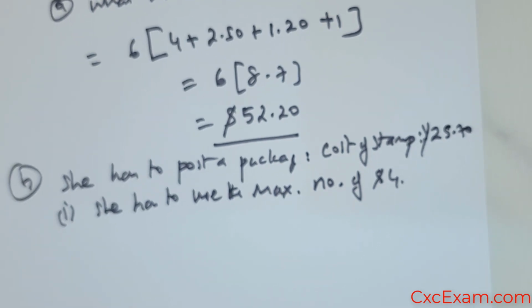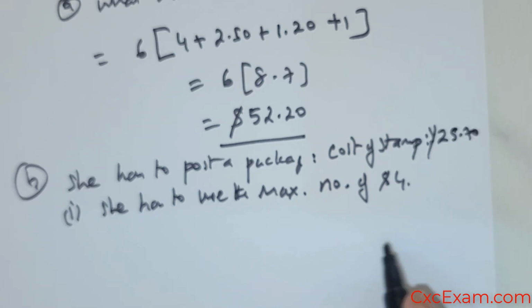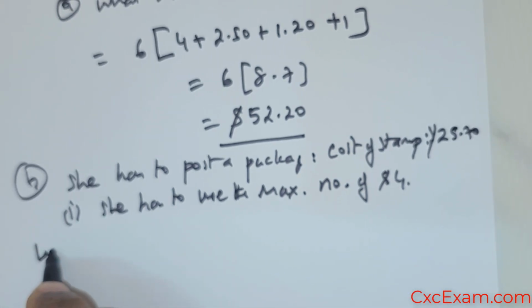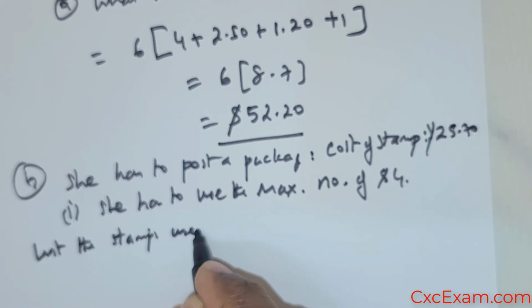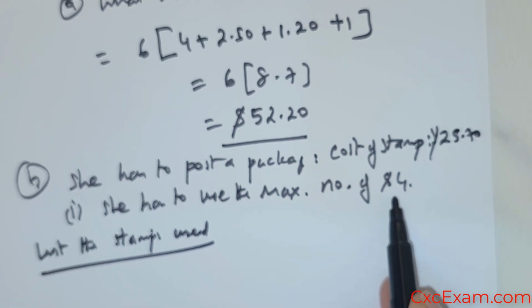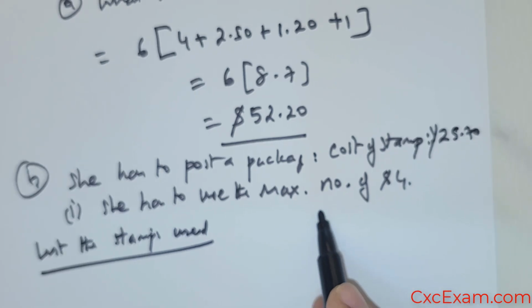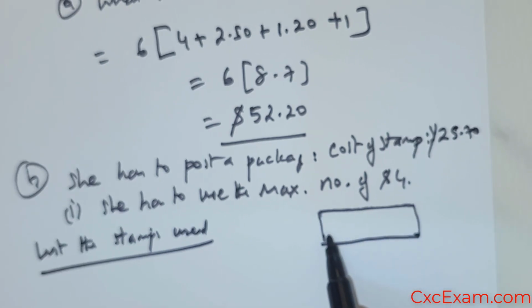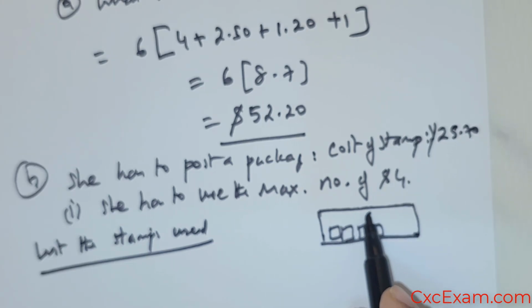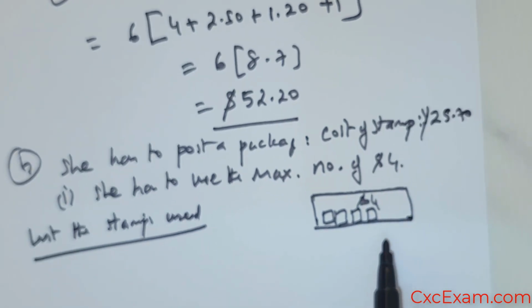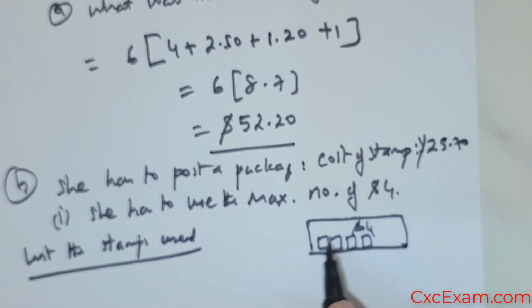Okay, and we will have to list out the stamps that has been used. The requirement is list the stamps used, but the requirement is the maximum value or the maximum number of stamps that should be placed on this package. Imagine you have a package like this, and that should have the maximum number of $4 affixed to it.